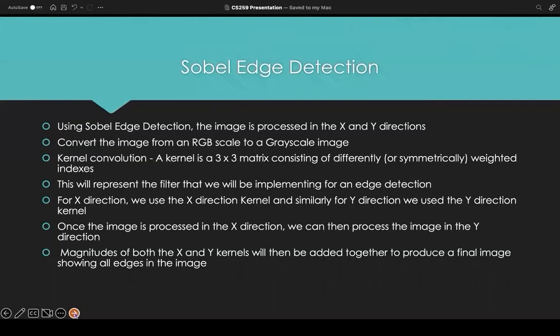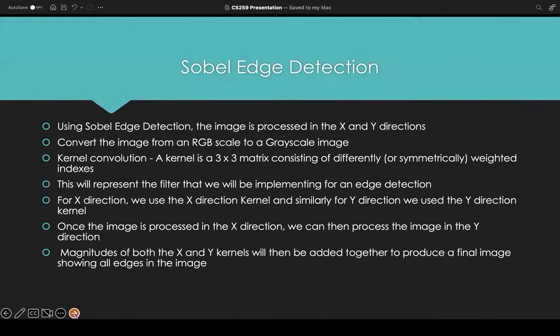When using Sobel edge detection, the image is processed in the X and the Y directions separately first and then combined together to form a new image, which represents the sum of the X and Y edges of the image. However, these images can be processed separately as well. This will be covered later.